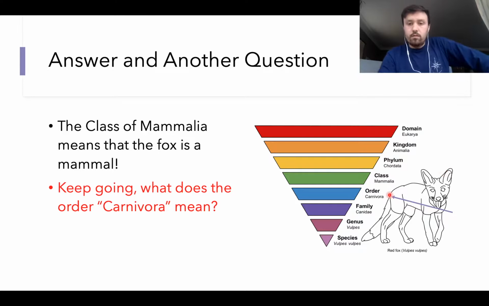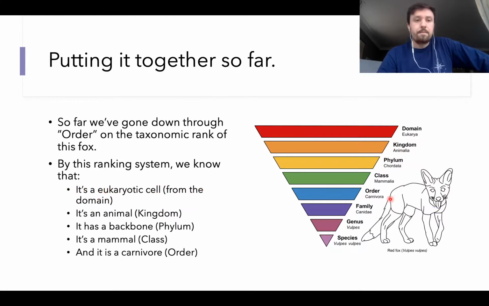If we keep going down into the order of Carnivora, what do you think that means? Well, that just means it's a carnivore, meaning it eats meat. So if we go back again, it's in the order, and you keep getting more and more specific as you go down. If we know that it's a Carnivora, we know that it eats meat, it's a mammal with a backbone that is an animal with eukaryotic cells. I hope that makes sense. So that's all this page is talking about, and this is just put into words.